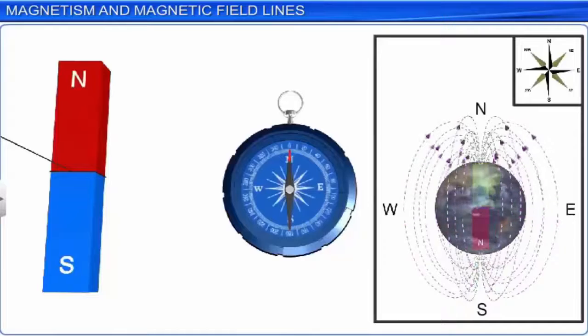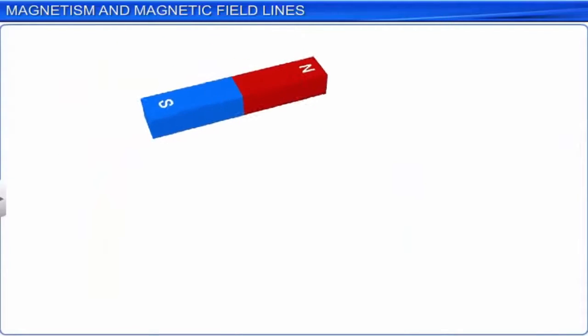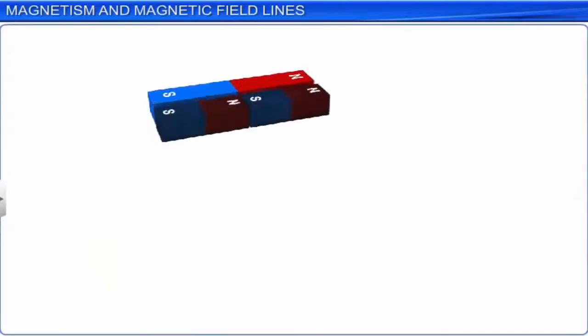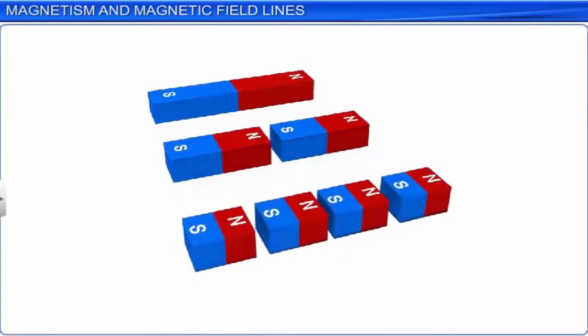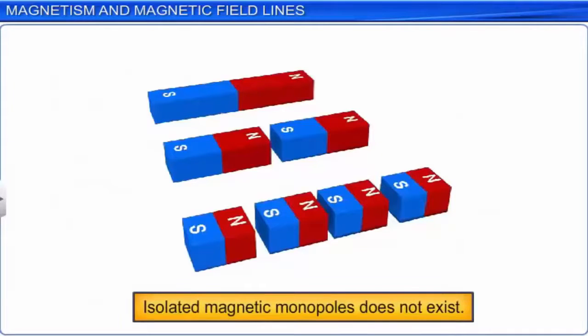If a bar magnet is broken into two pieces, we get two similar magnets with a decrease in the magnitude of their properties. Thus, magnets always exist as dipoles. Isolated magnetic monopoles do not exist. This implies that an isolated magnetic north pole or south pole does not exist.